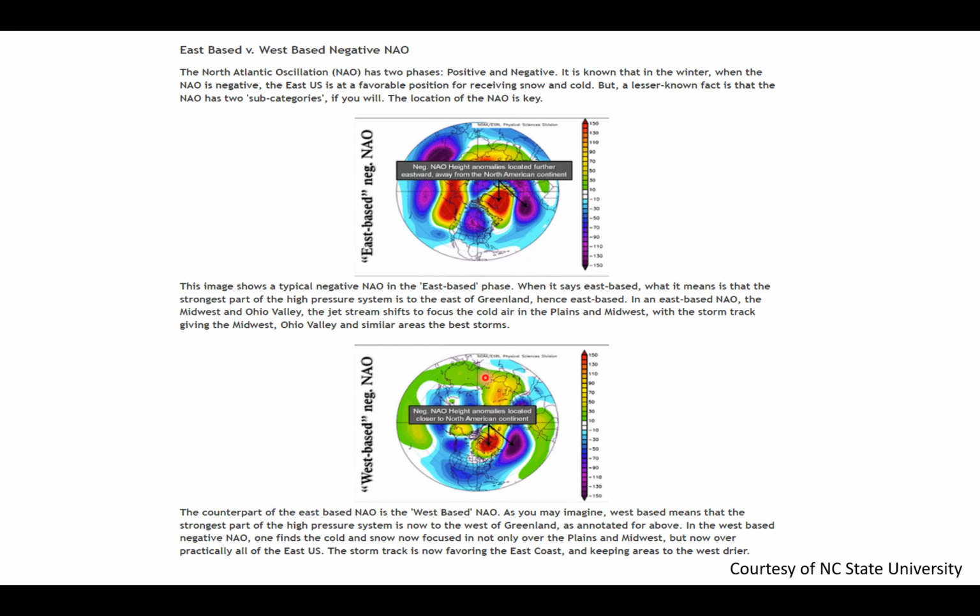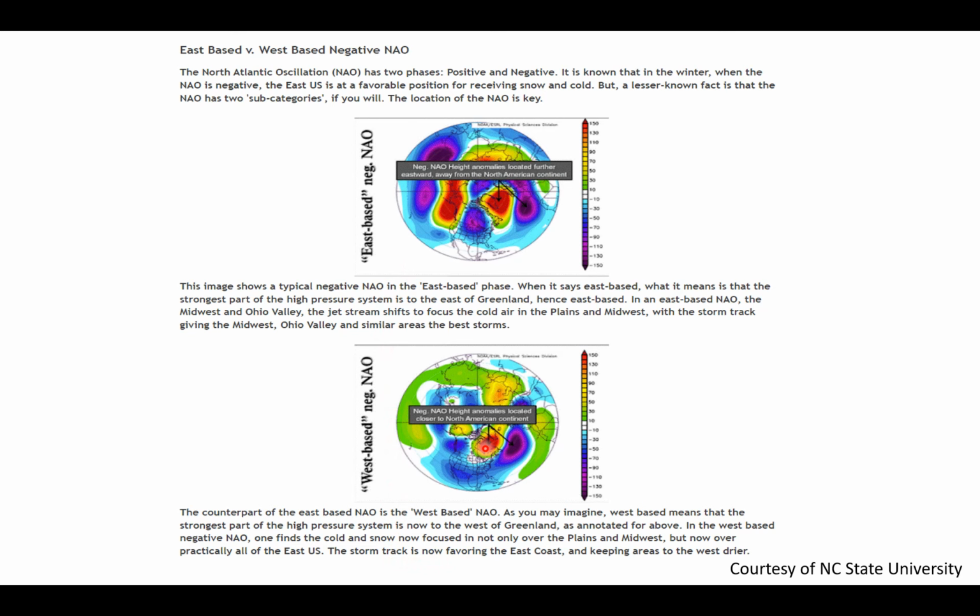On the other hand, look what happens down here in the bottom. You have a west-based negative NAO. Now with this, the strongest parts of the upper level ridging, the higher heights, are located to the west of Greenland. And in the west-based negative NAO, you typically find the cold and the snow are not focused only over the plains and Midwest, but now they tend to move practically all over the eastern U.S. And additionally, a big difference between the east-based negative NAO and the west-based negative NAO is that the storm track is now favoring the east coast with a west-based negative NAO.